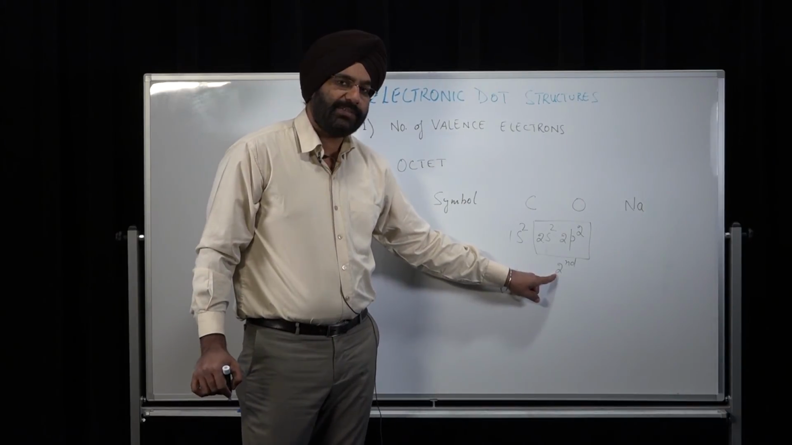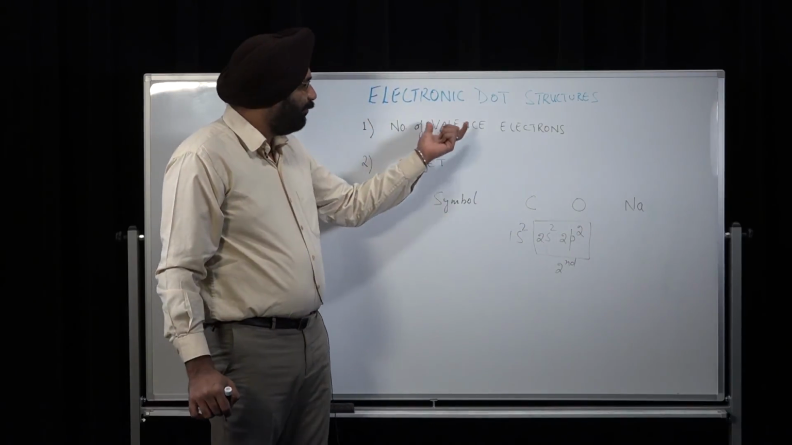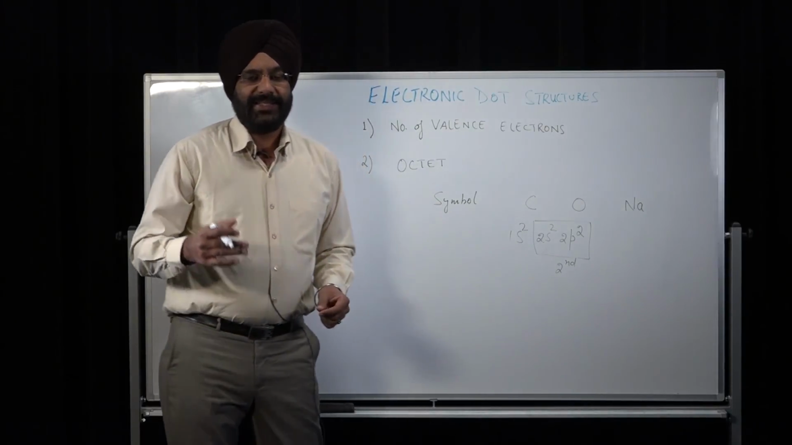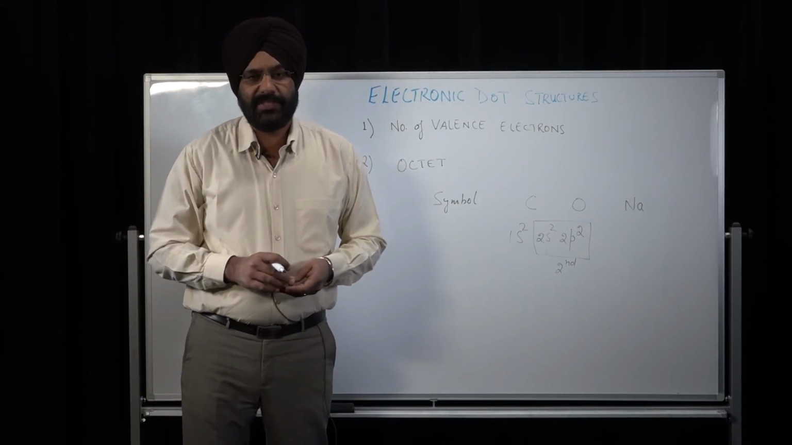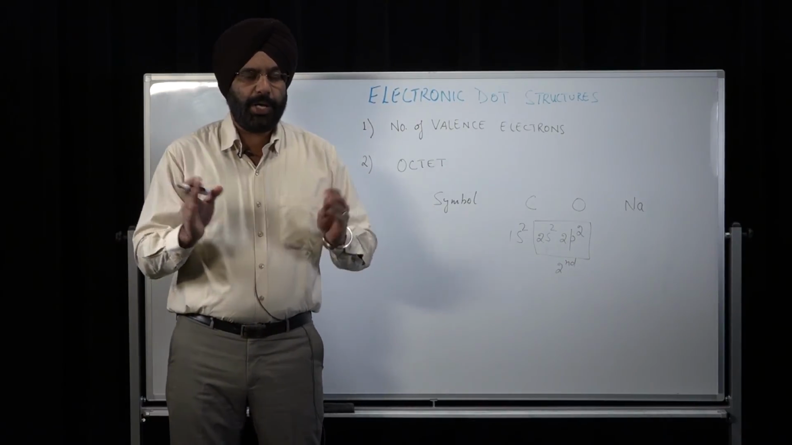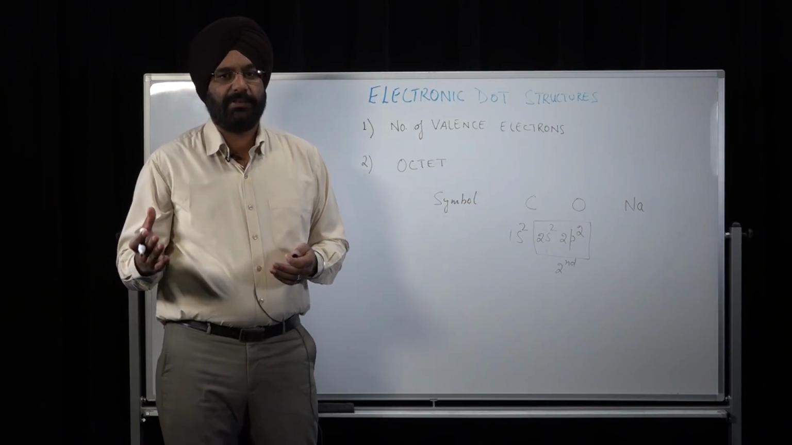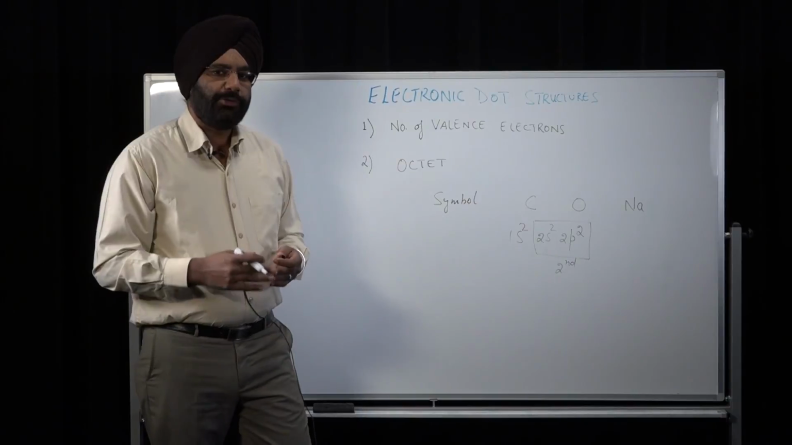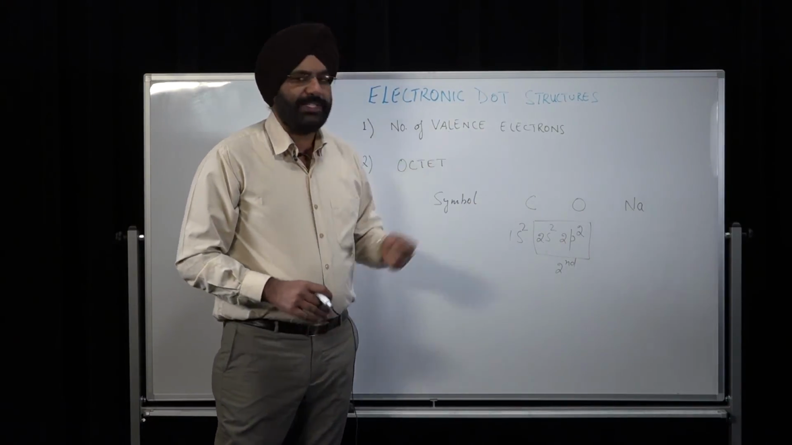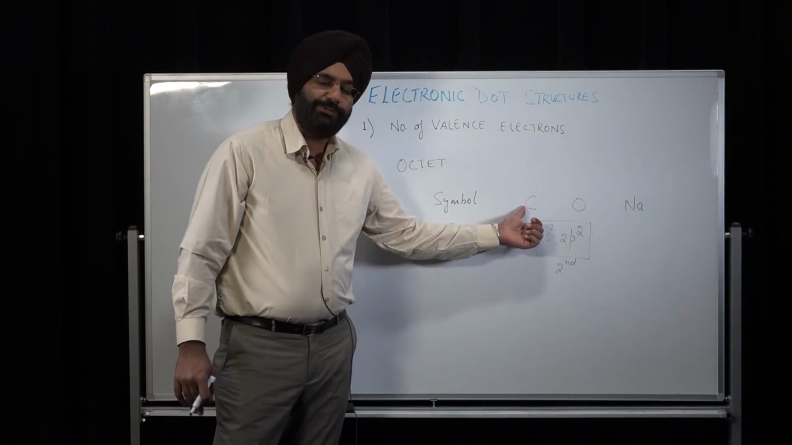So how many electrons are we seeing here? We are seeing 2 plus 2. So there are 4 valence electrons in carbon. So that's one way. The second way of knowing the number of valence electrons is by looking at the periodic table. In the periodic table, the elements have been categorized into groups and periods. So if I know the group number, then I can very well know the number of valence electrons. So if I look at the periodic table, carbon belongs to the 4th group.